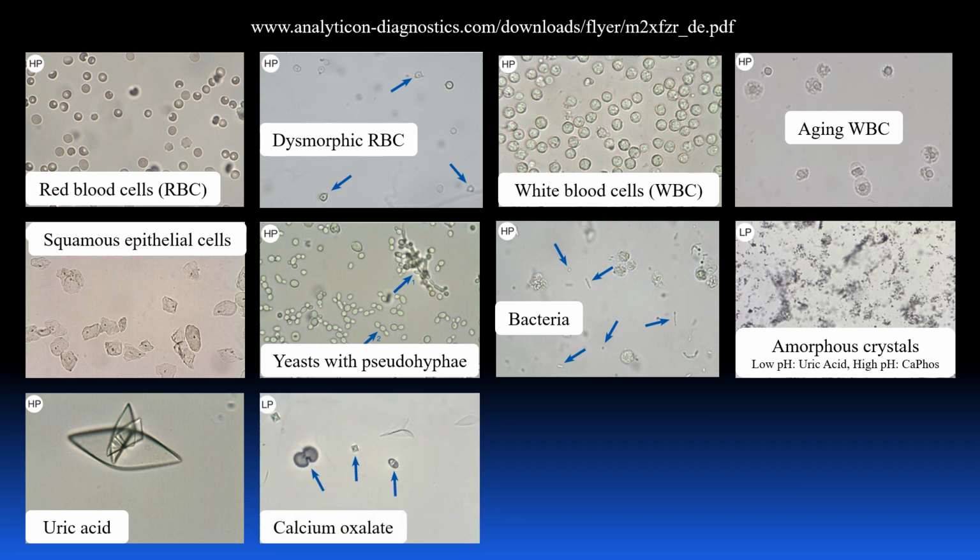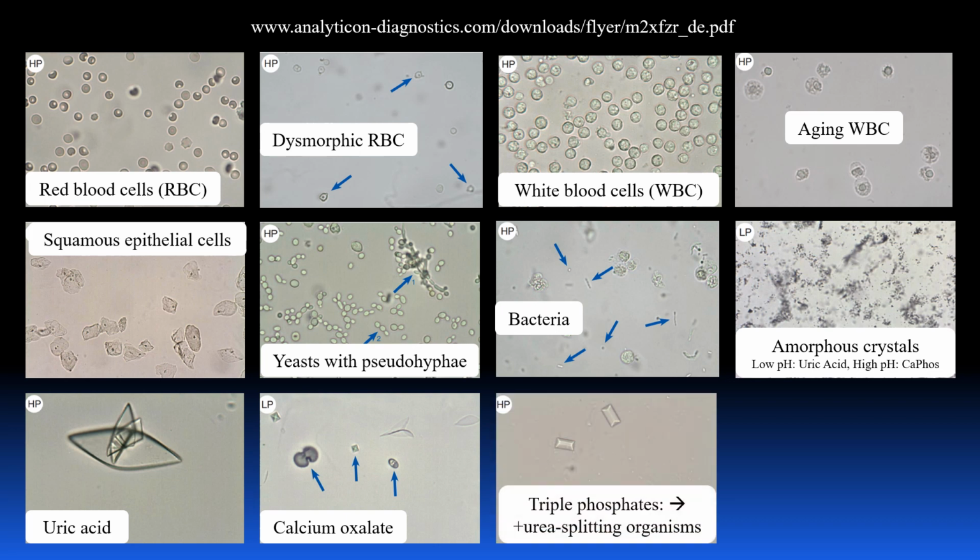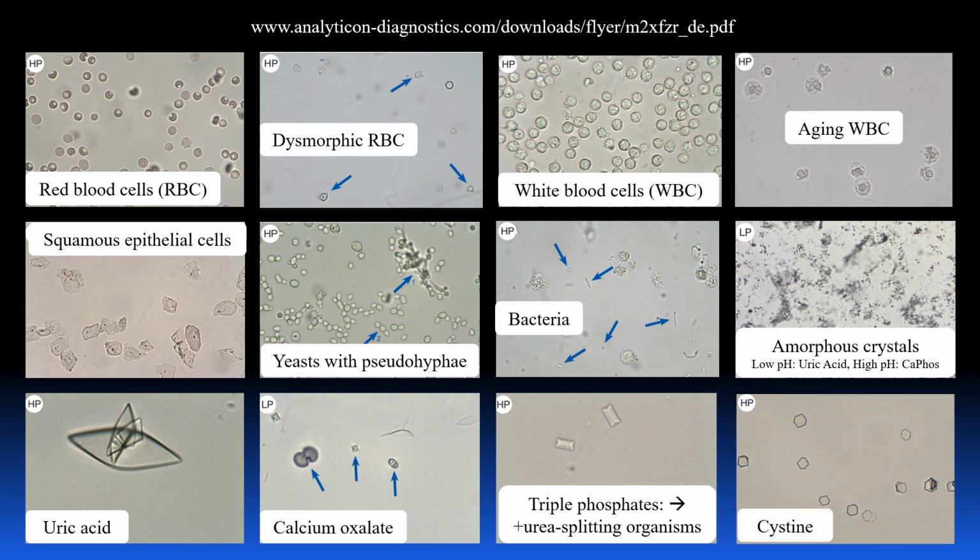Calcium oxalate crystals, which may take various forms including fan shape, pyramid, or envelope form, or oval shape. Triple phosphate crystals, commonly referred to as coffin lid, associated with chronic urinary tract infections. And cystine crystals, seen in patients with cystinosis.